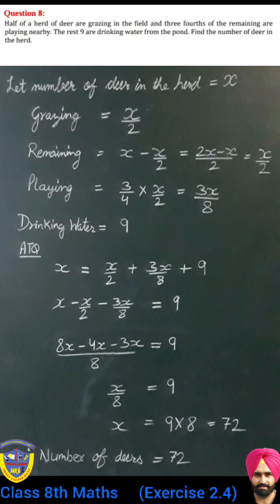So transpose x upon 2 and 3x upon 8 to the left hand side. You will get x minus x upon 2 minus 3x upon 8 is equal to 9. Solve, take their LCM. You will get x upon 8 is equal to 9. Now multiply both sides by 8. You will get 9 into 8 is equal to 72. So x value is 72. Number of deer are 72. Is it clear?